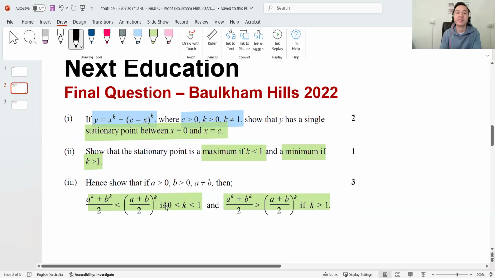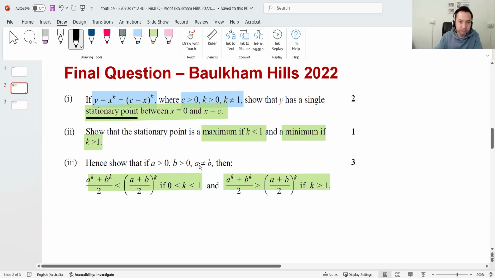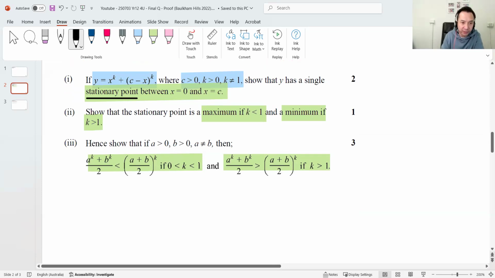Let's do this now. Stationary point. That's the key word there, right? Whenever we see stationary point, differentiate and then solve, right? So let's try to do that, and hopefully there's only one answer, since it says a single stationary point. Let me zoom in so I can be a little bit neater.